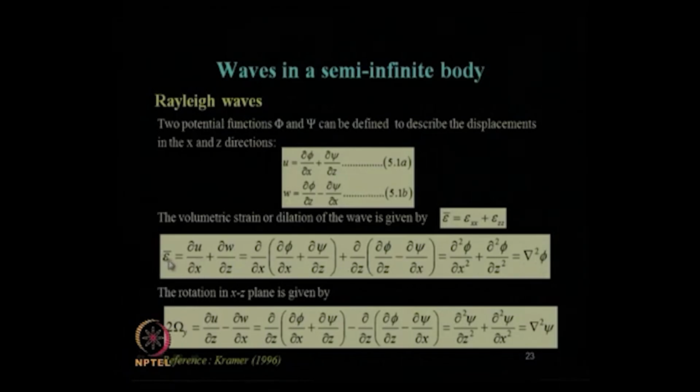So, epsilon bar, the volumetric strain, equals grad square phi, and the rotation in this xz plane. Why does the rotation component come into the picture? Because this Rayleigh wave is a part of a shear wave. So, it creates a rotation about the point. That is why there will be a rotational component, which can be expressed as grad square psi.